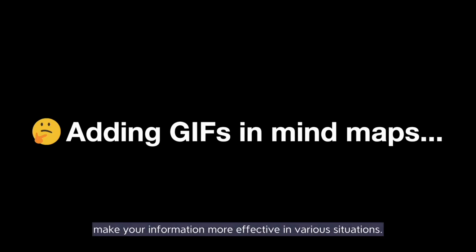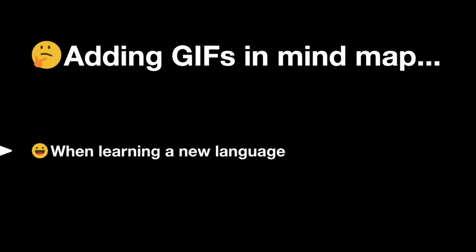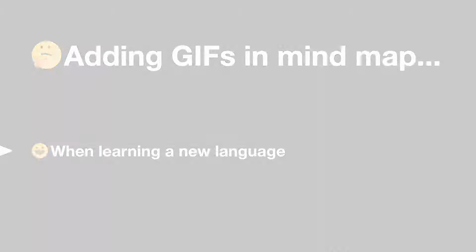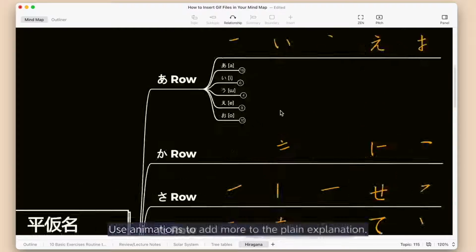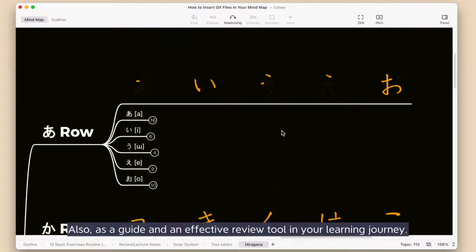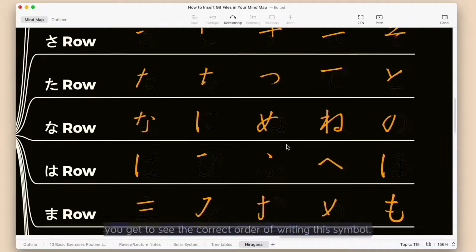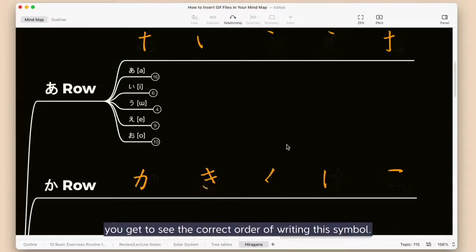Adding GIF files into your mind map can help you make your information more effective in a variety of situations. When learning a new language, use animations to add more to the plain explanation, also as a guide and an effective reveal tool in your learning journey. So as you reveal each alphabet and its meaning, you get to see the correct order of writing this symbol.